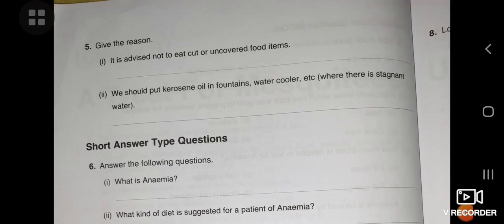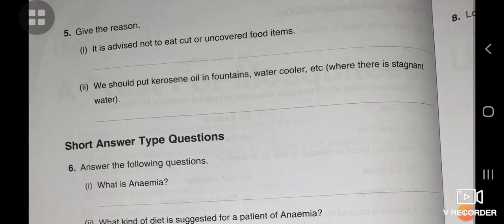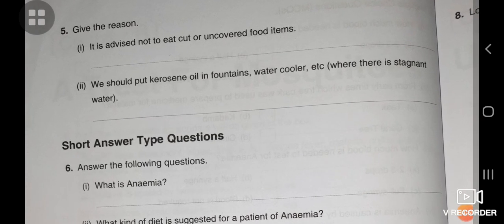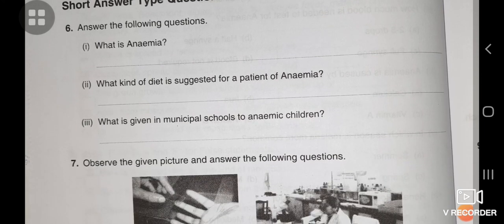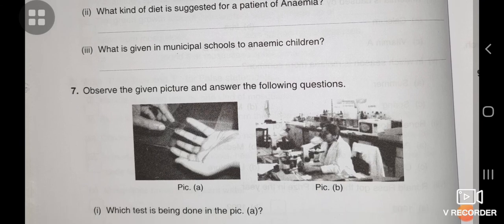Give the reason. It is advised not to eat cut or uncovered food items. We should put kerosene oil in fountains, water coolers, etc. where there is stagnant water. Answer the following questions. What is anemia? What kind of diet is suggested for a patient of anemia? What is given in municipal schools to anemic children?